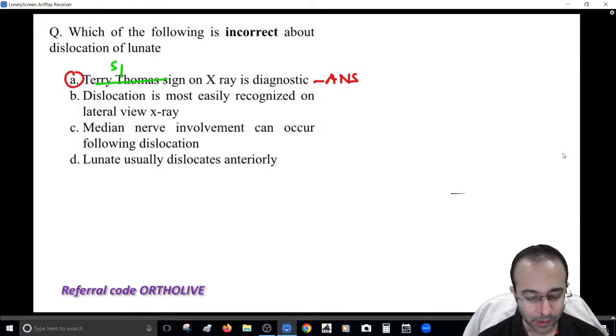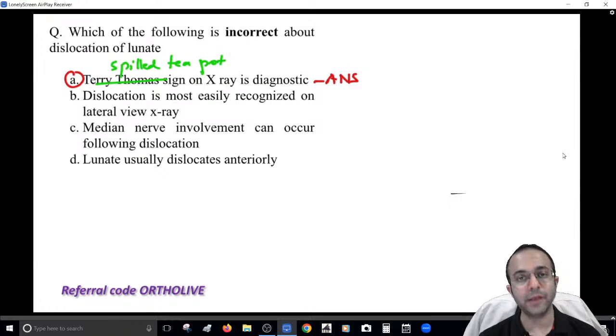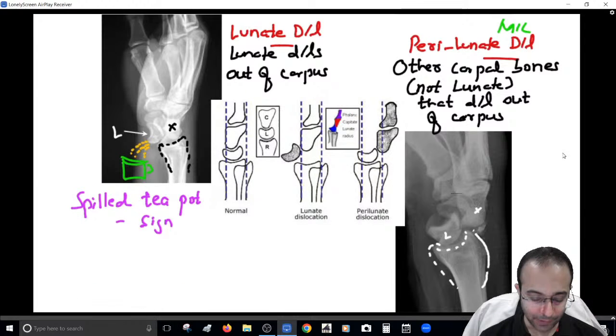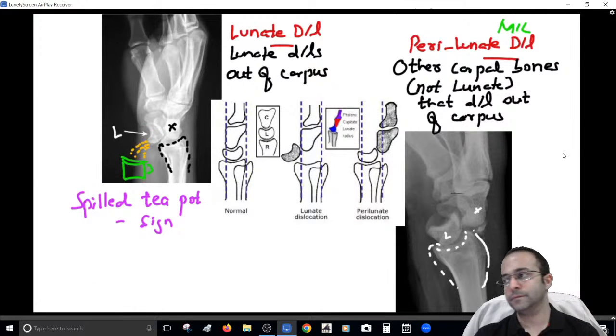No, it is the spilled teapot sign that's diagnostic, not the Terry Thomas sign. So that was the catch. Dislocation you see on the lateral view you have just seen. Median nerve can be involved, yes. Lunate will dislocate anteriorly, yes. You can see very closely here, the lunate has gone anterior.